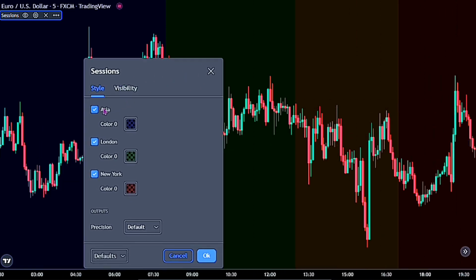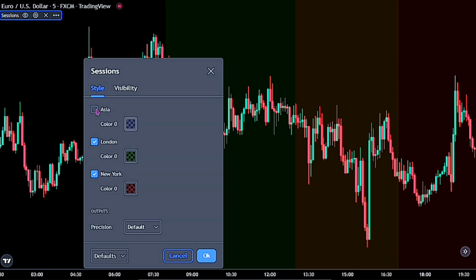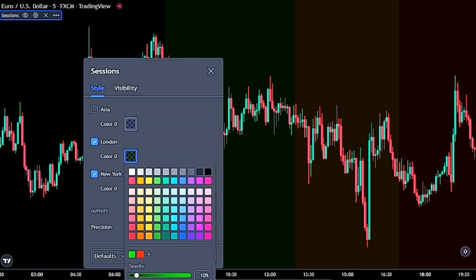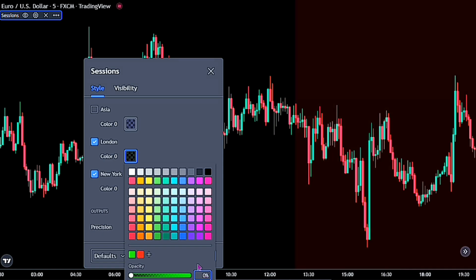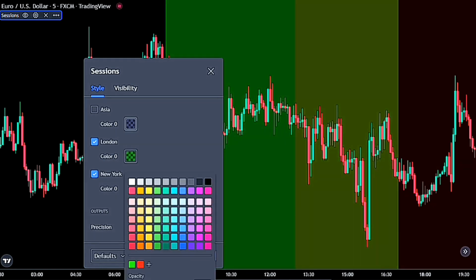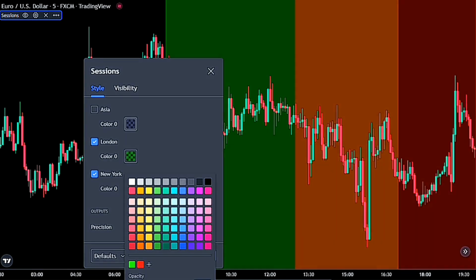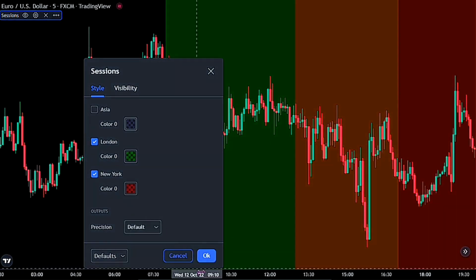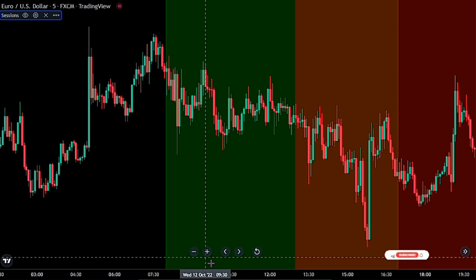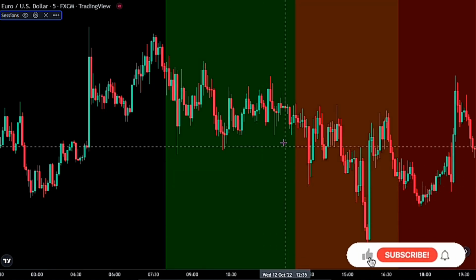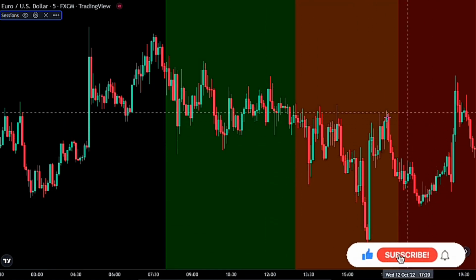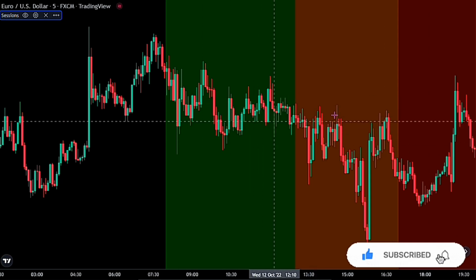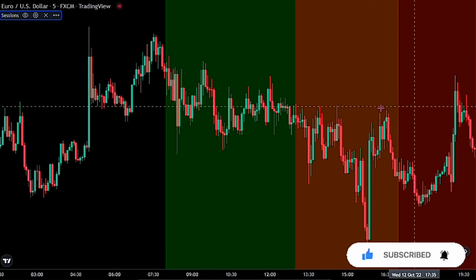Now I want you to untick the Asian, as we won't be using this on the chart. Increase the London opacity to 30 and also do the same for the New York. Then click on the OK button when you are done. Now please note that the reason we adjusted the settings is because we want to identify when we are currently in the London and New York session.